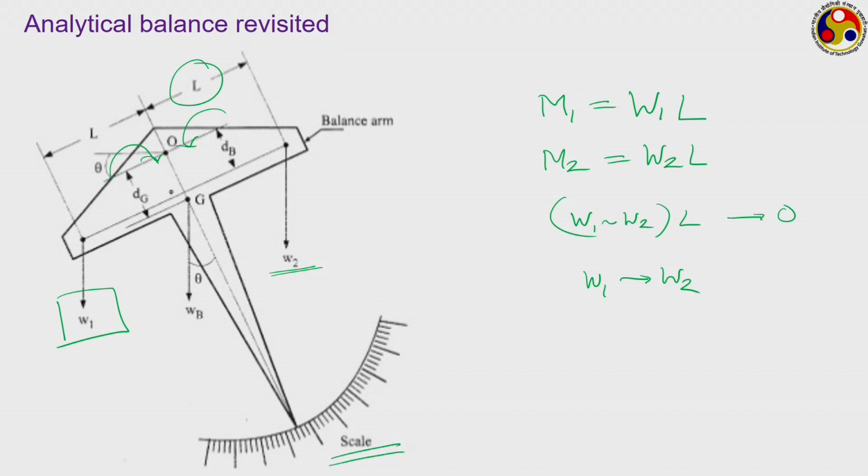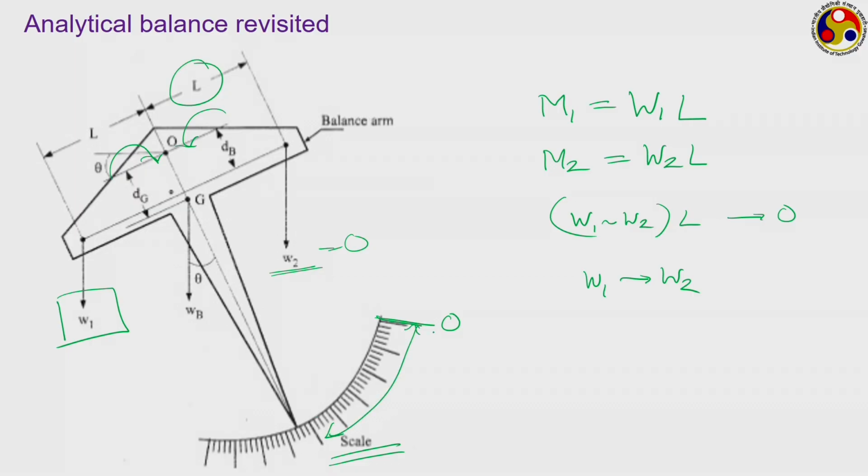Generally, analytical balances operate based on the null principle. When there is an initial deflection, that is W2 is equal to 0 and we have only put W1 into this, say this refers to the null position or the 0 position on the scale, then we can see there is a big deflection, this much of deflection that has taken place.